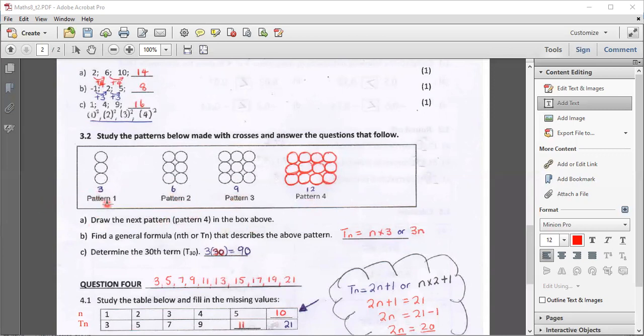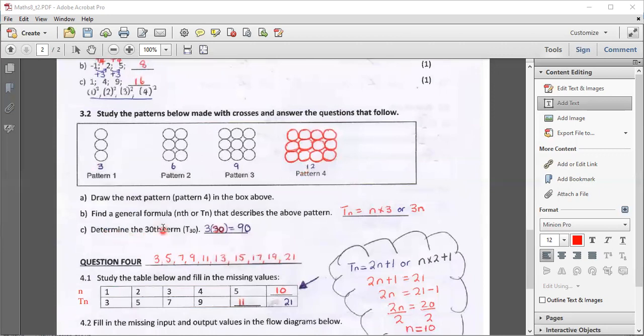So your term is 3 times the pattern. N is your pattern, pattern 1, pattern 2, pattern 3, pattern 4. So it's 3 times your pattern. So for your pattern, we call that n, your pattern position. N is 1, n is 2, n is 3, n is 4. So it's 3 times n. The 30th term means n is 30. So it'll be 3 times 30, which is 90.